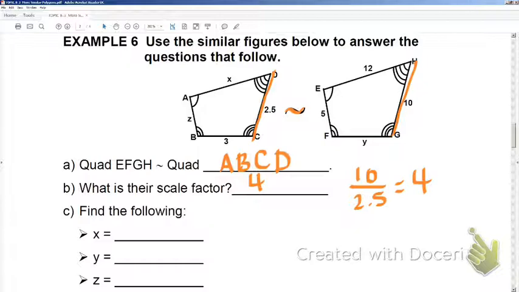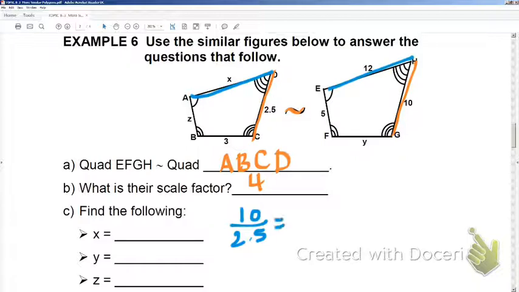So now we have to find the following: X, Y, and Z. In order to find these, we're going to have to set up proportions like we solved yesterday, or on Monday. So for X, I already set up a ratio for my scale factor. I did 10 over 2.5. So if I'm looking for X, it corresponds with EH, which is 12. I did big to small quadrilateral, so I need to continue that when I set up my proportion. So I'm going to do 12 over X.